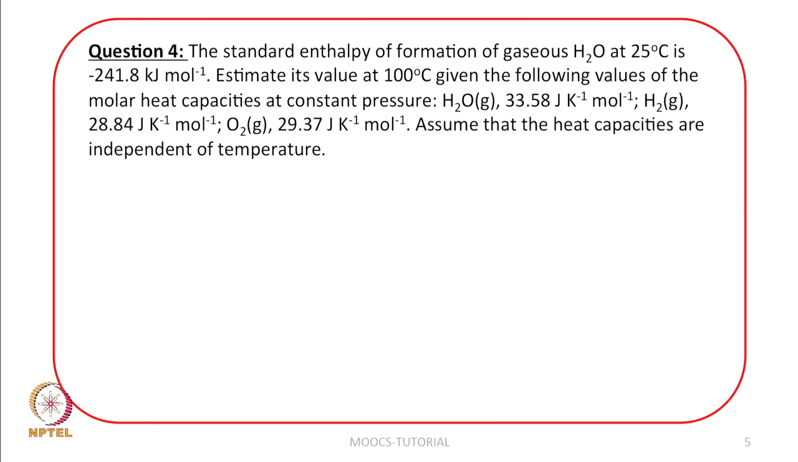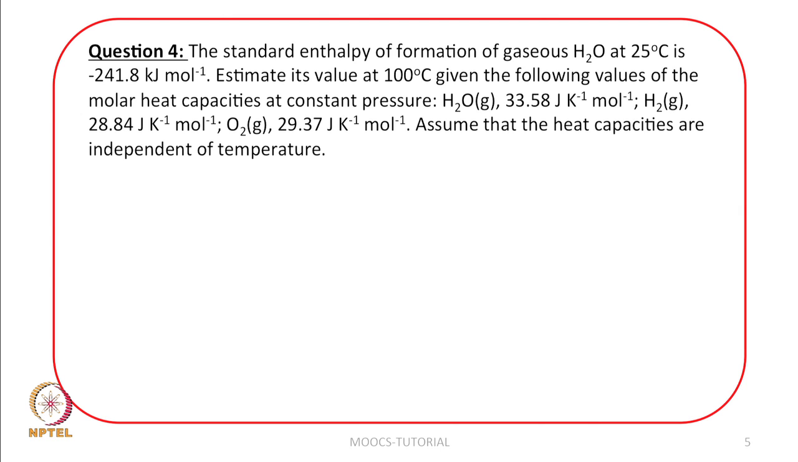Let us now solve the last question of this tutorial, which is: the standard enthalpy of formation of gaseous water at 25 degrees Celsius is minus 241.8 kilojoules per mole. Estimate its value at 100 degrees Celsius. Given the following values of the molar heat capacities at constant pressure, water vapor is 33.58 joules per Kelvin per mole, hydrogen gas is 28.84 joules per Kelvin per mole, oxygen gas is 29.37 joules per Kelvin per mole, and assume that these heat capacities are independent of temperature.